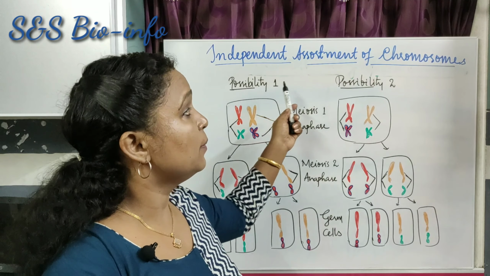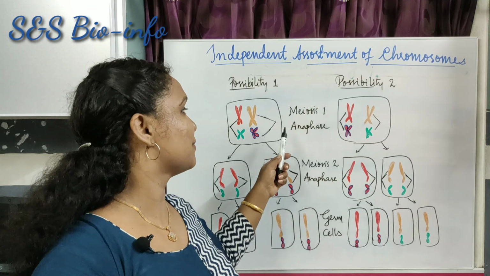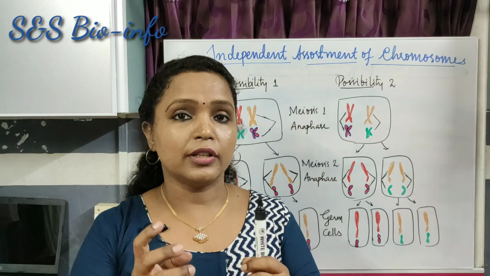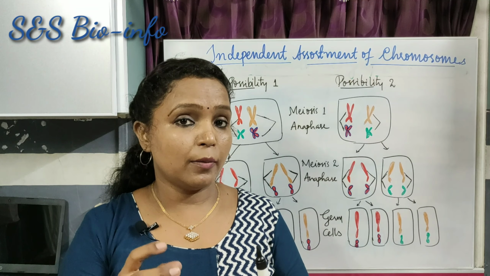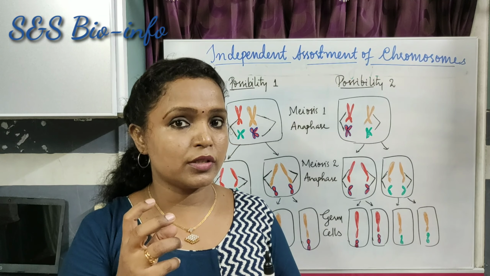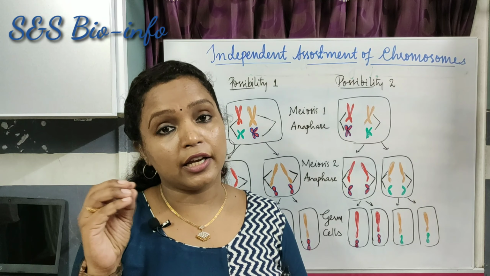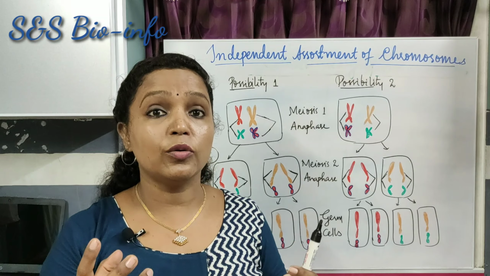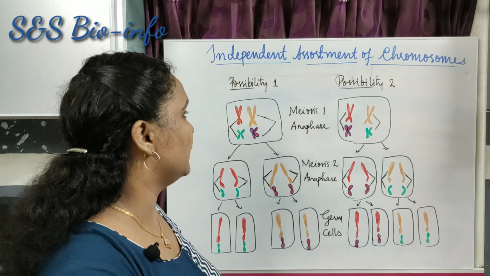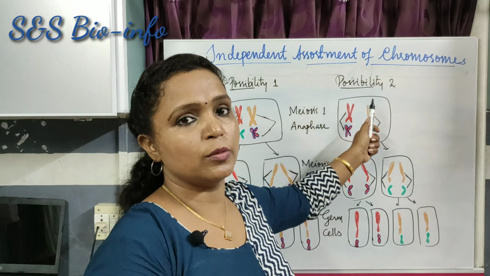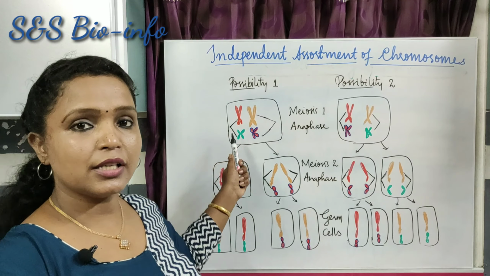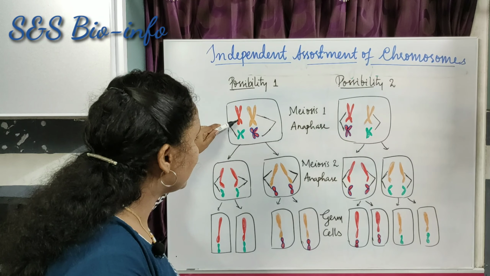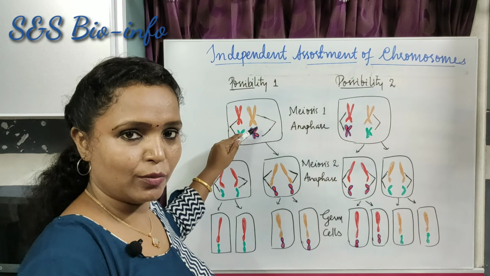Now you can look at the independent assortment of chromosomes, the diagrammatic representation. So you know that anaphase 1 and anaphase 2. What happens during anaphase 1? Segregation of chromosomes, and in anaphase 2, segregation of chromatids. Here you can see the two possibilities of how the chromosomes assort independently. So look at possibility 1 and possibility 2. Here you can observe the 4 chromosomes with 4 different colors. This is one pair of homologous chromosomes, this is another pair of homologous chromosomes.